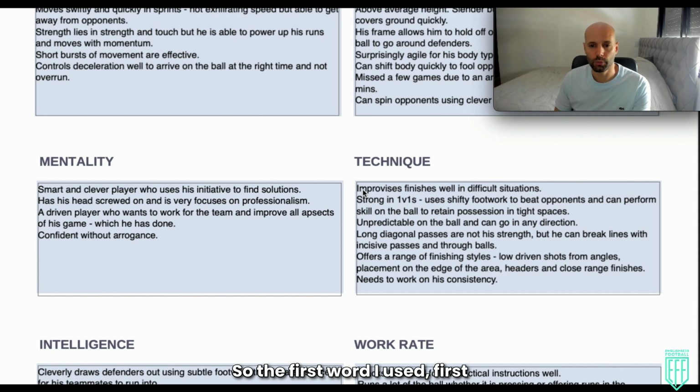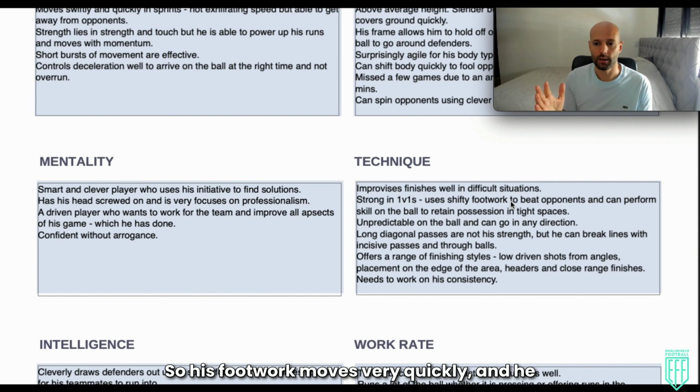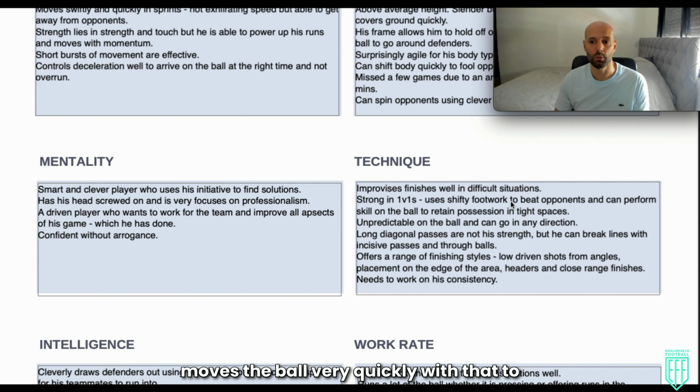So the first sentence here, I used "improvises, finishes well in difficult situations." That shows his dynamic finishing, and he has an ability to adapt, which is a good trait to have for technique. "Strong in 1v1s, uses shifty footwork," so his footwork moves very quickly and he moves the ball very quickly with that to beat opponents, and can perform skill on the ball to retain position in tight spaces.